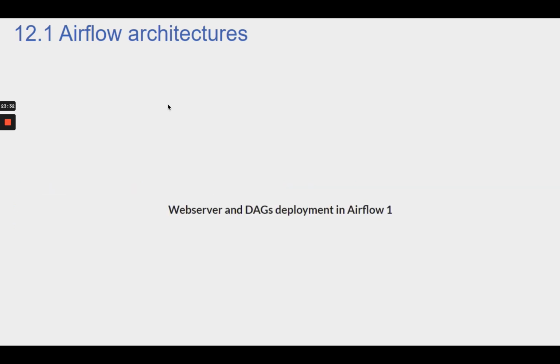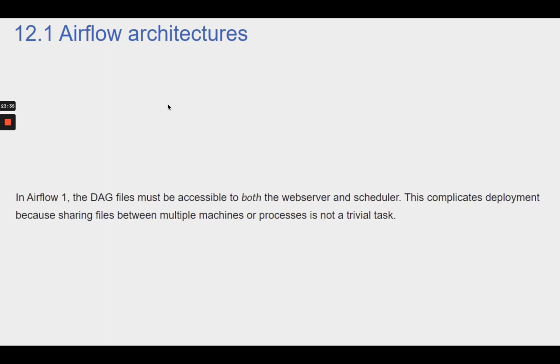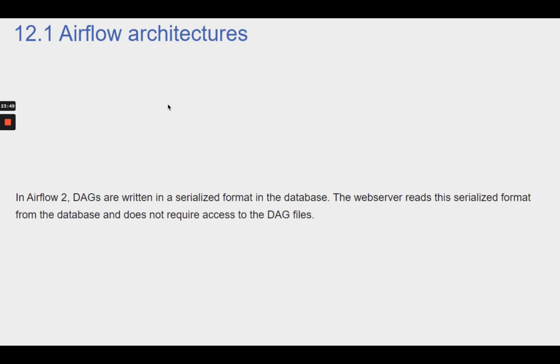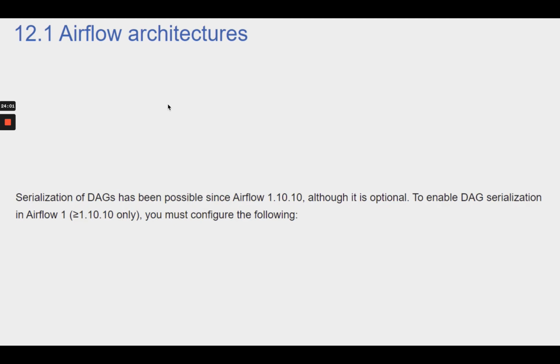Web server and DAGs deployment in Airflow 1. In Airflow 1, the DAG files must be accessible to both the web server and scheduler. This complicates deployment because sharing files between multiple machines or processes is not a trivial task. In Airflow 2, DAGs are written in a serialized format in the database. The web server reads this serialized format from the database and does not require access to the DAG files. Serialization of DAGs has been possible since Airflow 1.10.10, although it is optional.